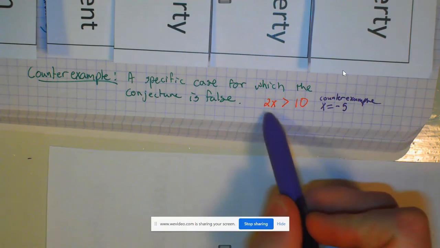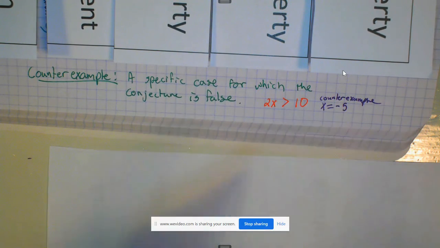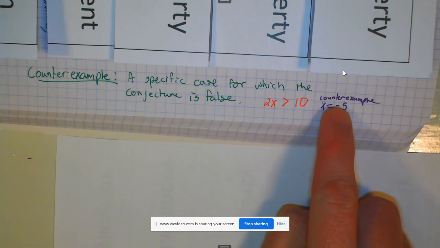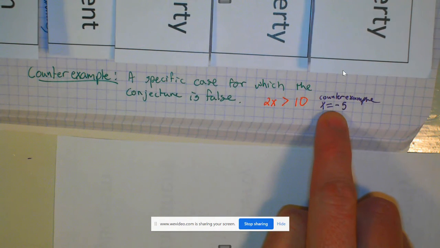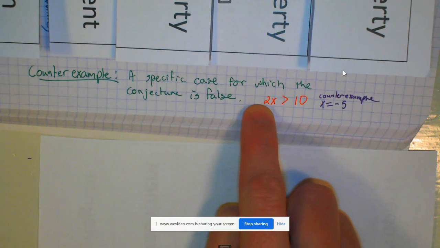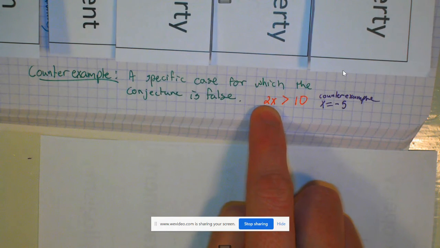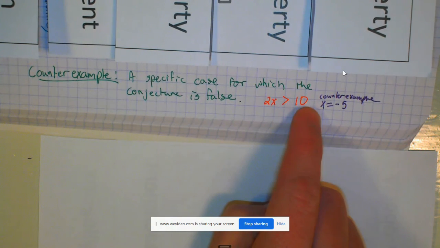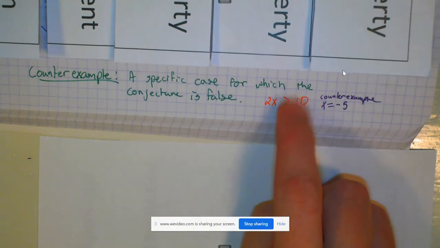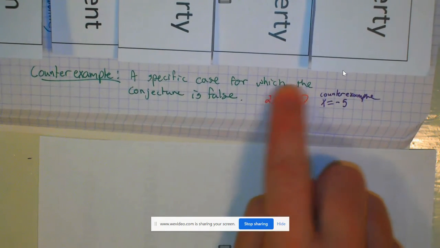So here I wrote a conjecture, 2x is greater than 10. We could assume that that's true for everything, except I have found a counterexample for when it's not. If x is -5, this thing is not true, because 2 times -5 is -10. -10 is not greater than 10. This is a counterexample. This disproves this going on.